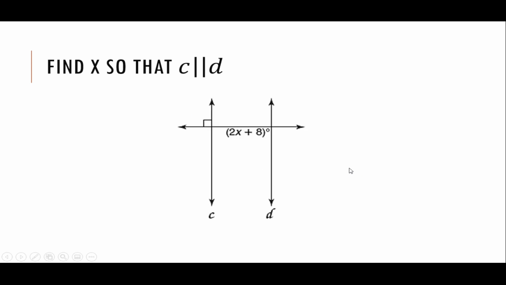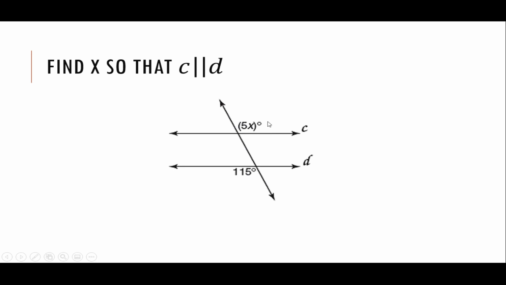Okay, what about this situation? Now find x so that these two, C and D, are parallel. What would x have to be? This would follow the perpendicular transversal theorem, so 2x plus 8 would have to equal 90, and then you'd solve from there. This one is alternate exterior angles, right? What would these two have to equal? They'd have to be equal, so you would solve for x.